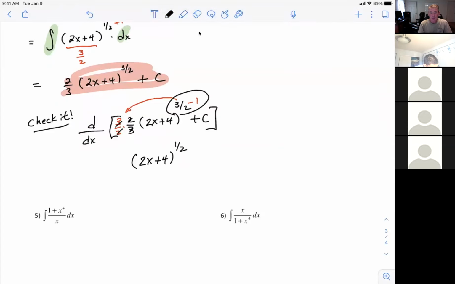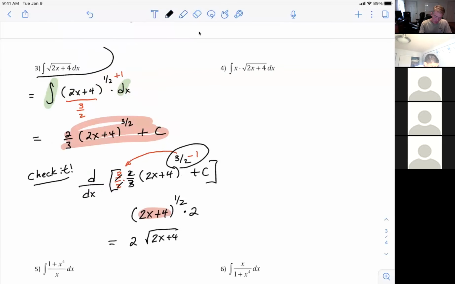But I'm not quite done taking the derivative, because this one has an inside part. So you have to take the derivative of that because of the chain rule. So that means that the derivative of the inside is a 2. So then it's times 2. Or in other words, I just got the answer 2 times the square root of 2x plus 4.